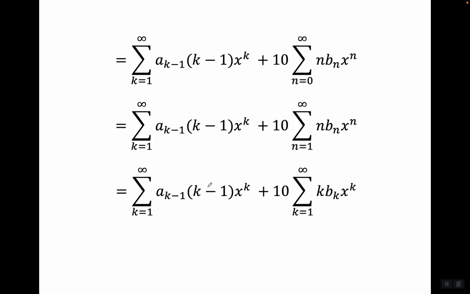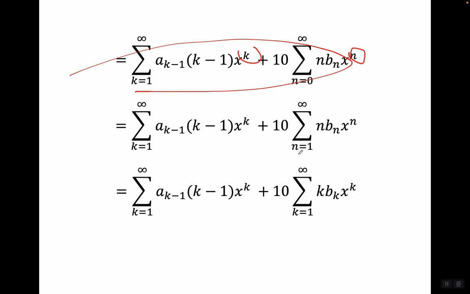Okay, we can rewrite this. Now that we've rewritten that first series, let's add all of this together. Notice this is x to the k, this is x to the n. So we end up with summation as k goes from 1 to infinity a sub k minus 1 x to the k plus 10 summation n goes from 1 to infinity of n b sub n x to the n.